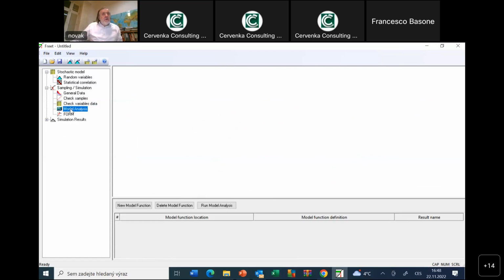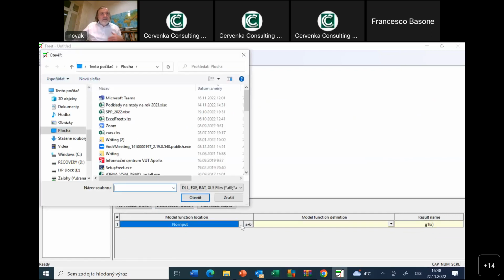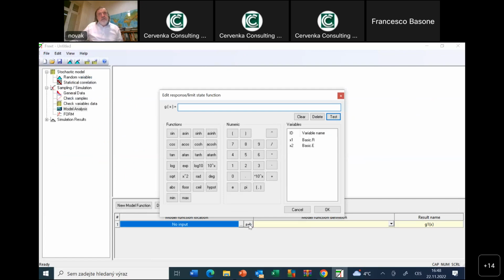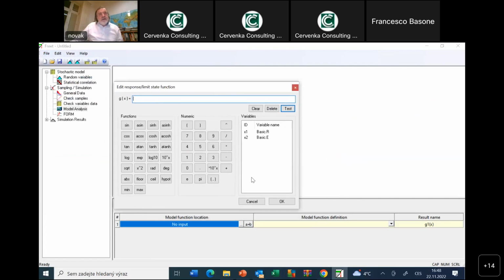So I will go to model analysis, right? And in the case of the model analysis, I should define a new model function, right? Sorry, I clicked twice. And there are two possibilities. One possibility is these three dots, which means that I implement the DLL function or, let's say, an interface to another program, right? If I click A to B, a simple calculator appears.